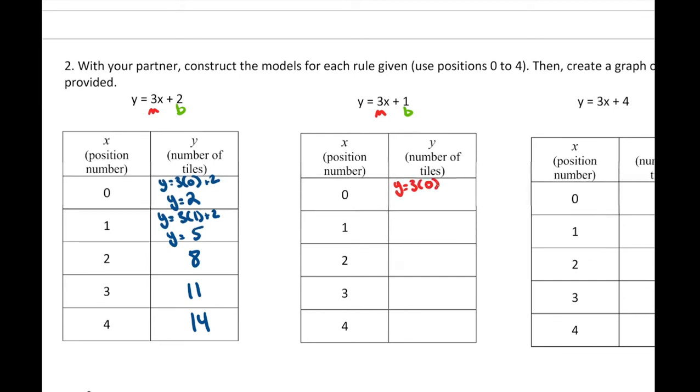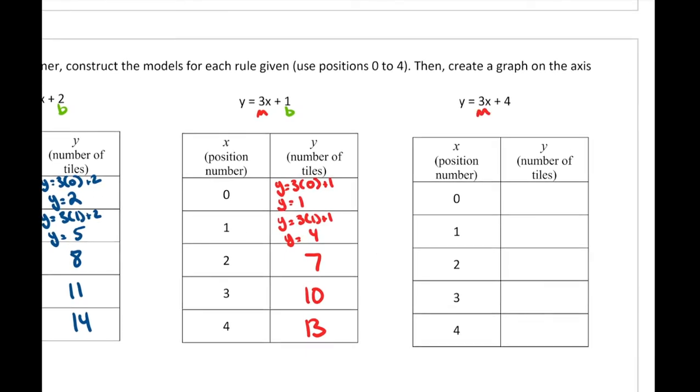3 times 0 plus 1 equals y equals 1. For the next one, for position 1, 3 times 1 plus 1, y equals 4. You could also say, well, the constant or the b value is 1, so I'm starting at 1. The multiplier is 3, so it's telling me I increase by 3 every time. So 1 to 4 is an increase of 3, 4 to 7, 7 to 10, 10 to 13. Or again, you could use the rule to calculate.